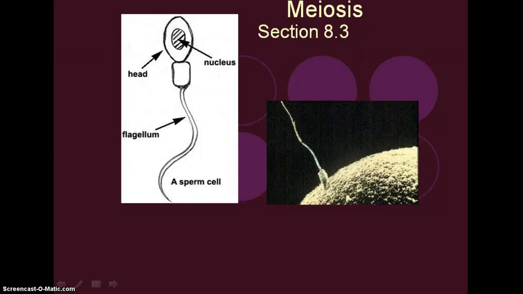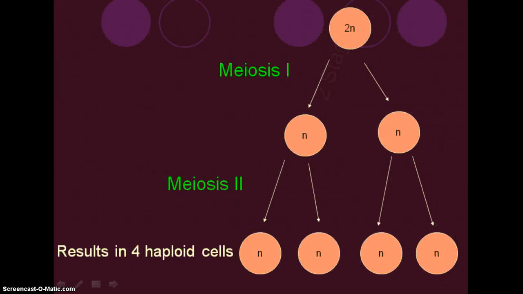Hi class, today we're going to be looking at meiosis, which is chapter 8, section 3. Meiosis occurs when we need to make egg or sperm cells, which are called gametes. The purpose is so that we have egg and sperm cells that are made with 23 chromosomes. And when they combine to make a zygote, we get 46 chromosomes.